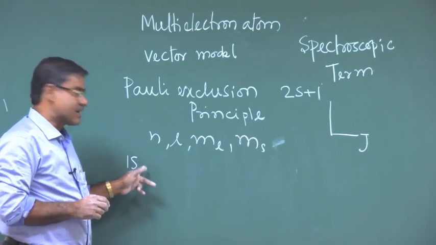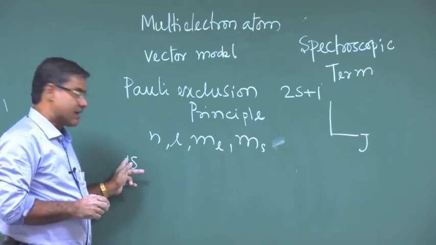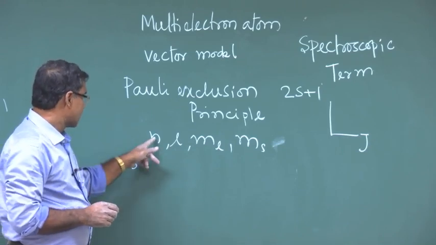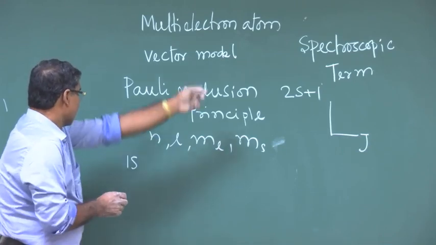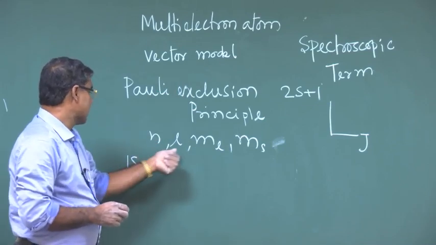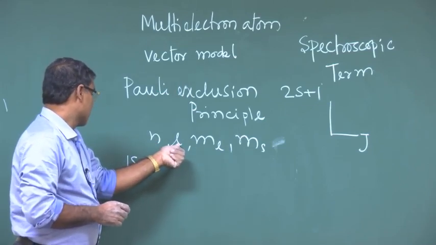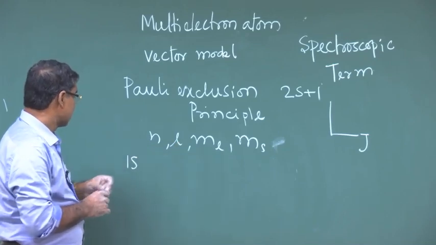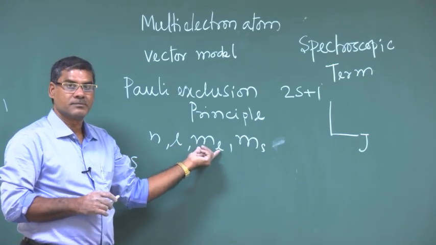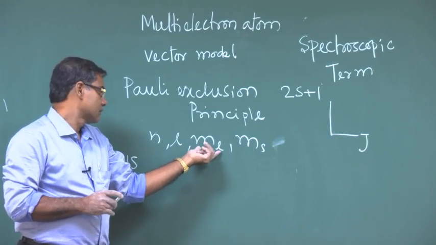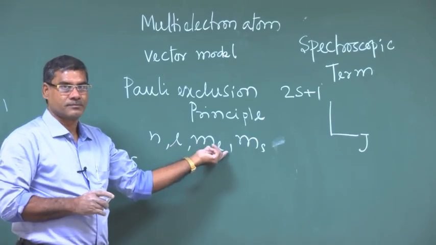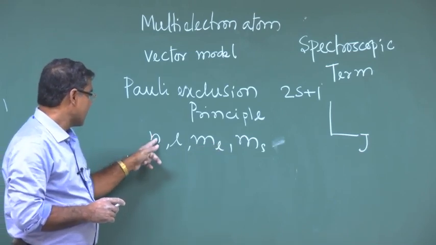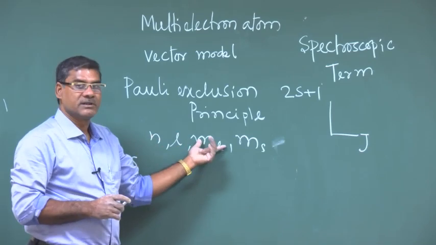So, 1s means n equal to 1 and l equal to 0. Okay. So, n equal to 1 and l equal to 0. In this case, what will be the ml value? l equal to 0, ml value 0, right. So, n equal to 1, l equal to 0, ml equal to 0.